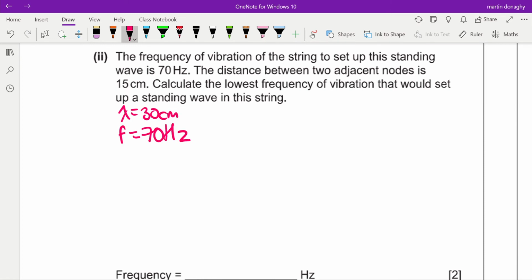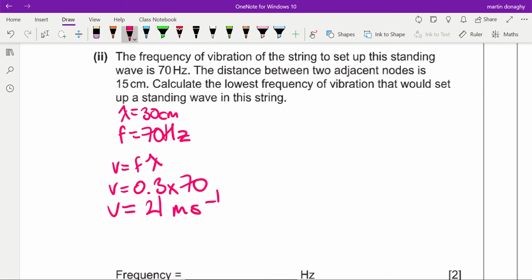F is equal to 70 hertz. Do v equals f lambda. v equals, let's make that 0.3 meters times 70. v equals 21 meters per second. Now, as long as we don't change anything else about that string, that velocity is going to be constant no matter what the frequency is. So we've worked out the velocity for that string.